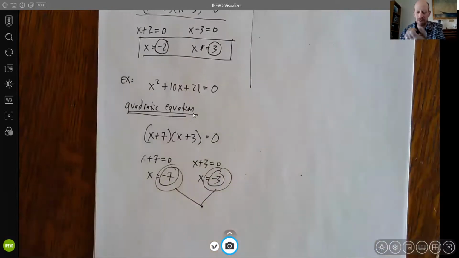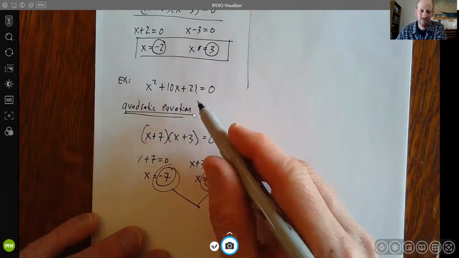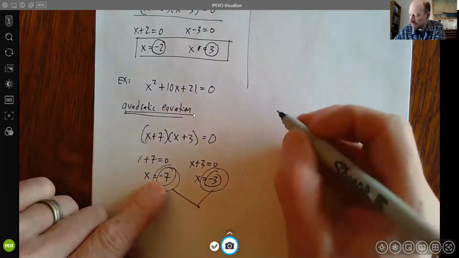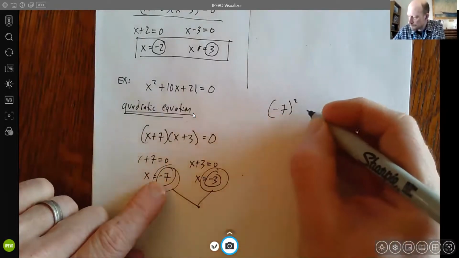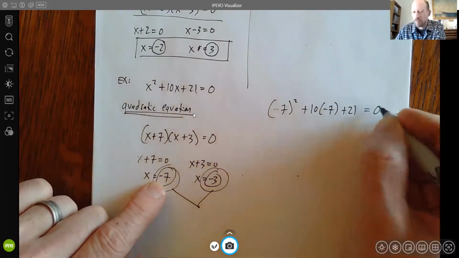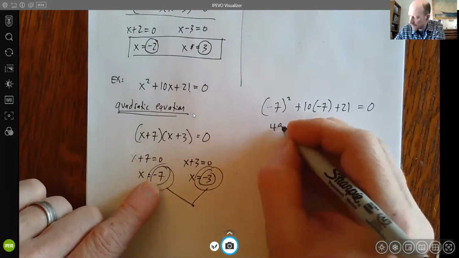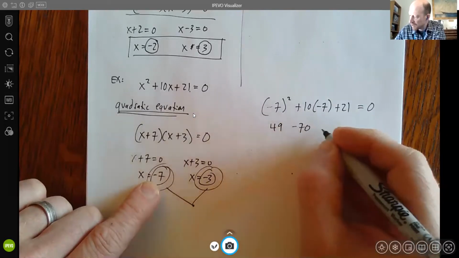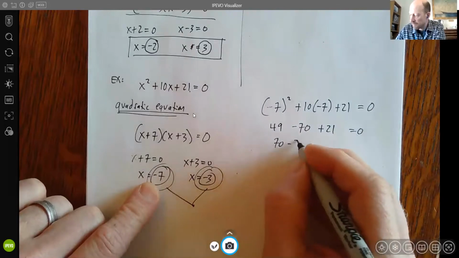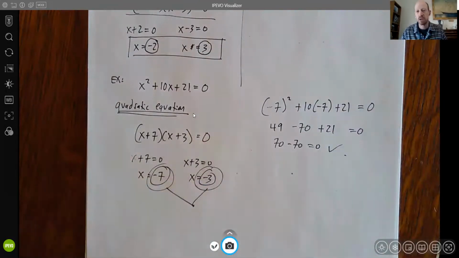And I don't know, maybe that's worth doing one of these. I don't know if you believe me or not, right? It's like, does that really work? It's kind of a new strategy. If I put in -7, that should equal 0. -7 squared is 49, -70 plus 21. 21 and 49, it is 70. That works, right? And you'll see -3 also works.